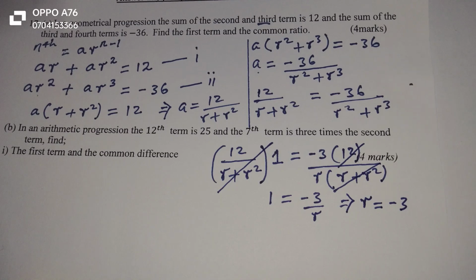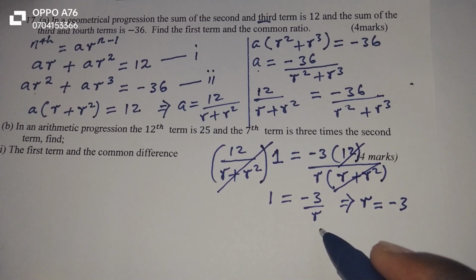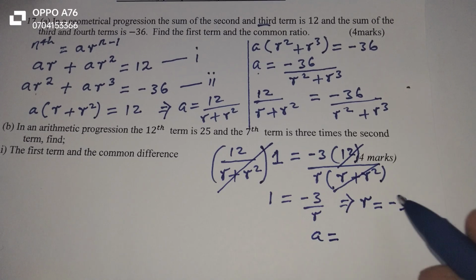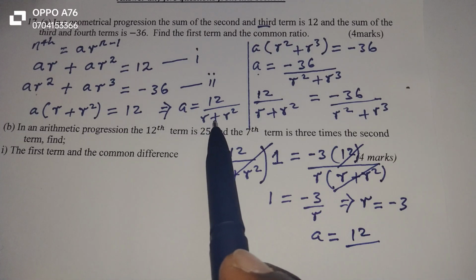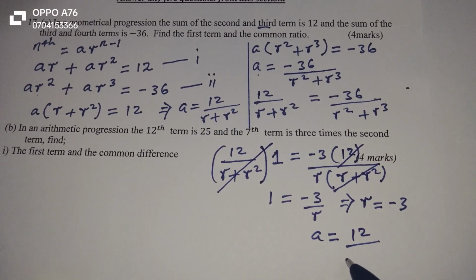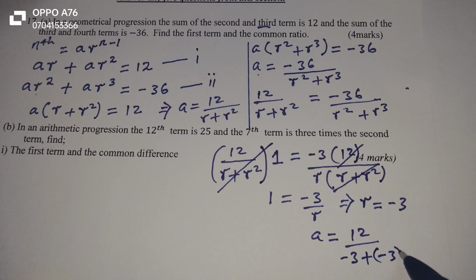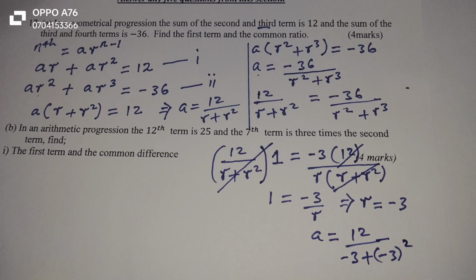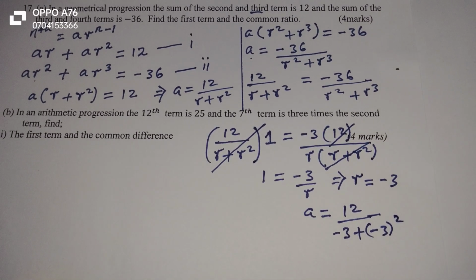That means we can solve for the value of a using equation 1. The value of a then is going to be 12 divided by r plus r squared. So this will be negative 3 plus negative 3 squared. This is 12 divided by negative 3 plus 9, which is 6.